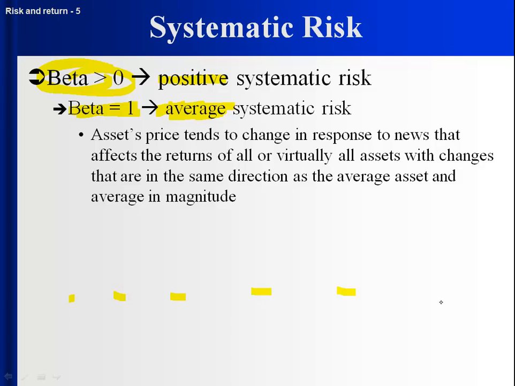magnitude. So news comes out on a particular day, average asset interprets it as bad news, is down by a certain amount. Well, a stock with a beta of 1 would tend to be down by the same amount. Next day is news that's considered good news, so the stock would tend to be up by a certain amount. Beta of 1, stock would tend to be up by the same amount. And again, important to remember that beta of 1 is an average amount of systematic risk. It's a very important benchmark.